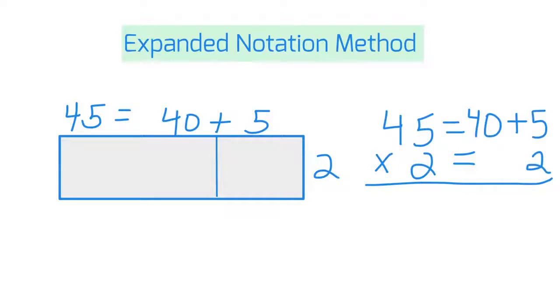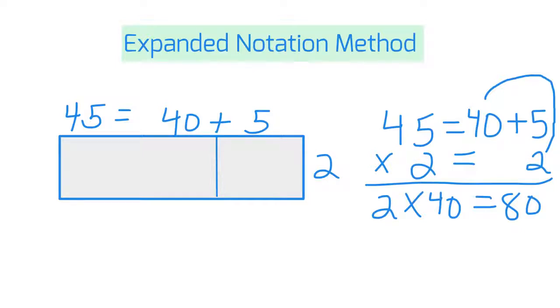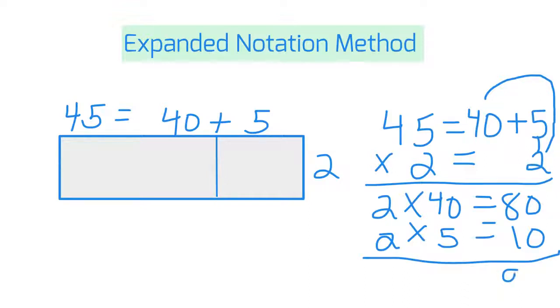Then we want to go ahead and multiply, just like we did in the other example, but in this case we're going to multiply in our equation. So we would multiply 40 times 2, or 2 times 40, which equals 80, and then we will multiply 5 times 2, or 2 times 5, which is 10. And when we add these up, 80 plus 10 equals 90. So in this case, our answer is also 90.